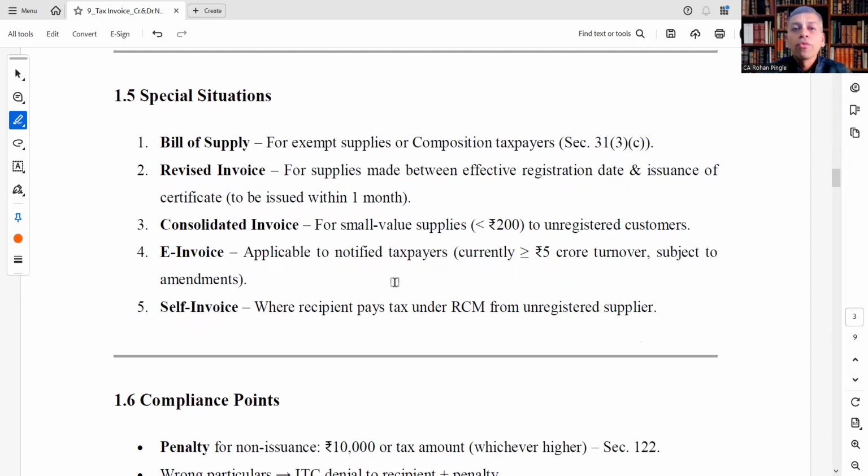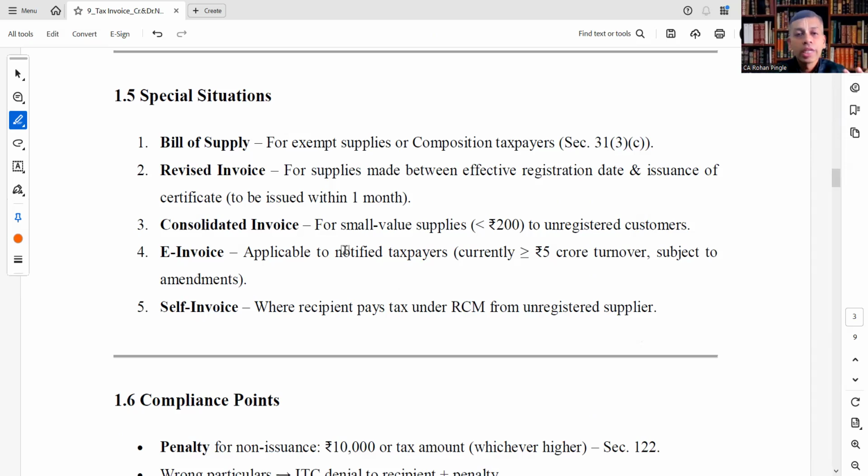Bill of supply. For exempt supplies or composition taxpayers, the dealers cannot issue a tax invoice as per section 31 subsection 3 clause C. What they issue in that case is a document described as a bill of supply. Means they can't charge tax, and therefore that document should not be called a tax invoice. It is called a bill of supply.